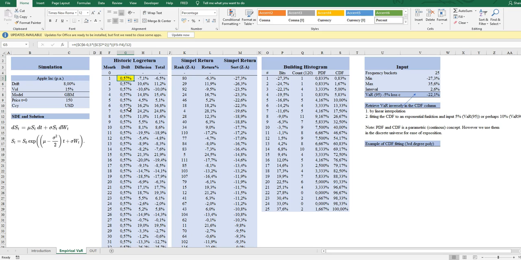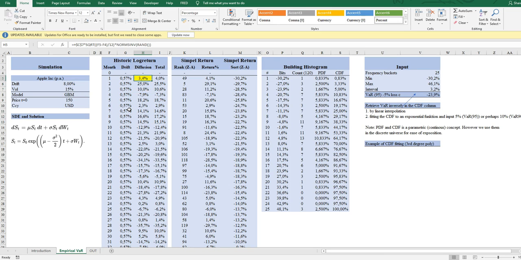Okay, here I have split it into the drift, which is constant, and the diffusion, which will change if I hit F9, because I have a randomizer inside here, because I invert the standard normal distribution to get a value of that distribution to multiply with the time scaled volatility.